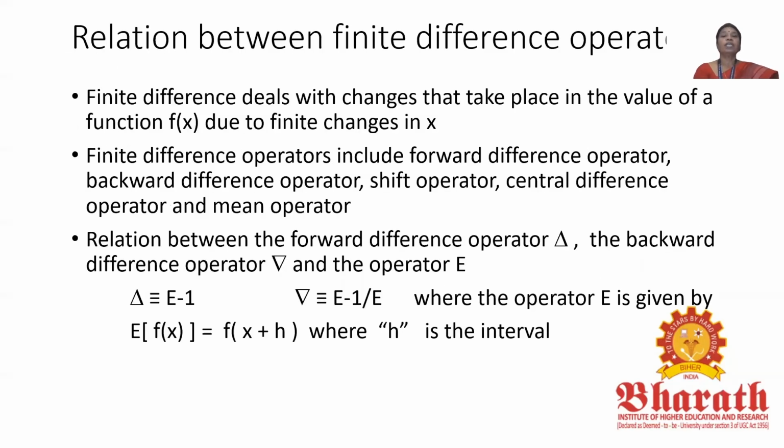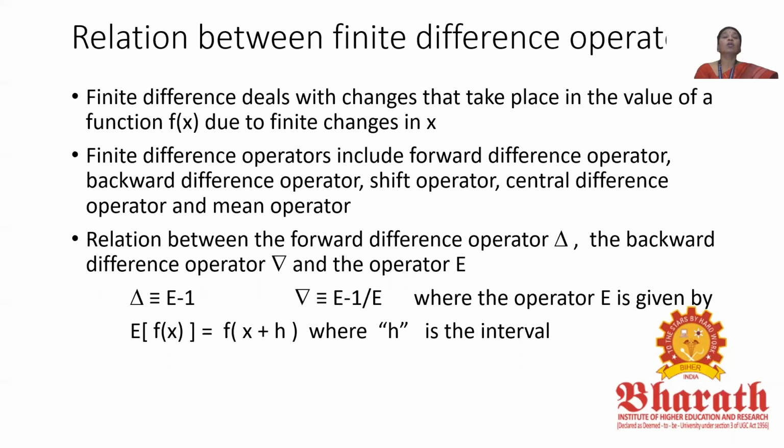Now we are going to deal with the topic relation between finite difference operators. Finite difference deals with changes that take place in the value of a function f(x) due to finite changes in x. We are going to see only the finite changes. The finite difference operators include the forward difference operator, which is denoted by delta, and the backward difference operator, denoted by inverted delta. Then we have the shift operator, the central difference operator, and the mean operators. These are a few operators we'll be using in finite differences.